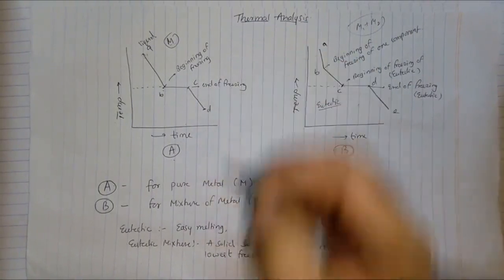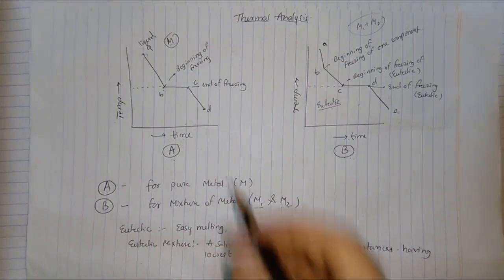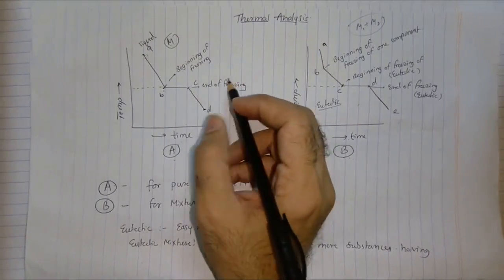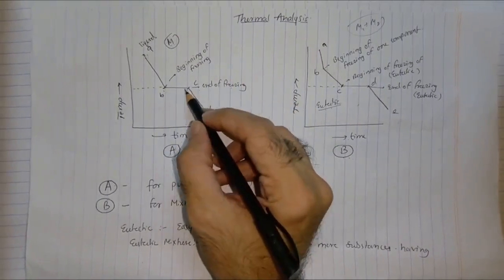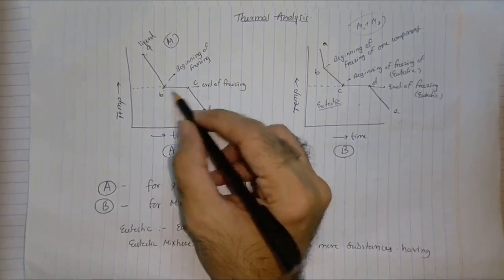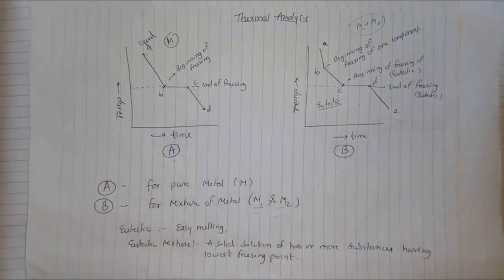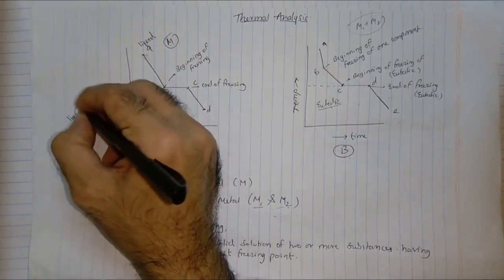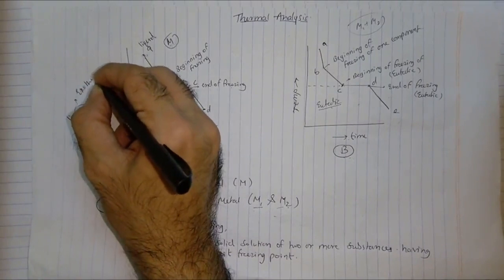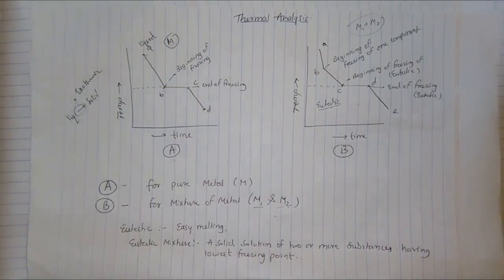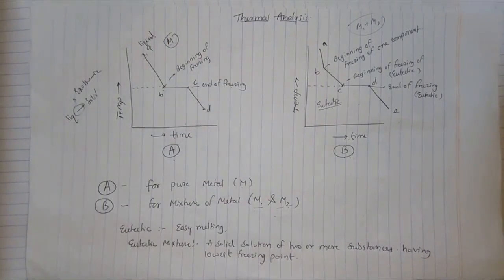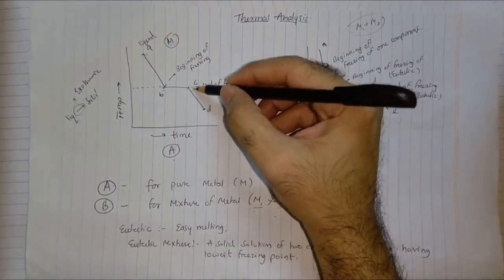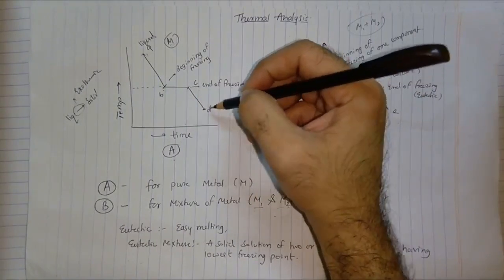At point C, the freezing ends. So at point B the beginning of freezing starts, and at point C the end of freezing takes place. The temperature will not reduce from B to C. Why? Because we know that from liquid to solid, this is an exothermic process. You might know the term latent heat of fusion. Once everything is converted to solid, the temperature starts reducing from C to D. So this is for pure metal.